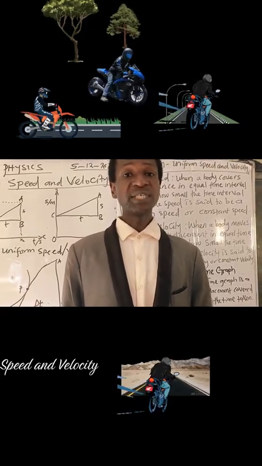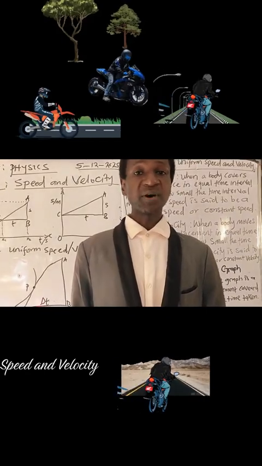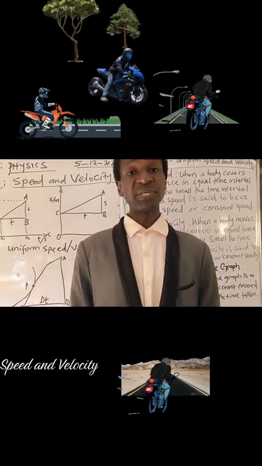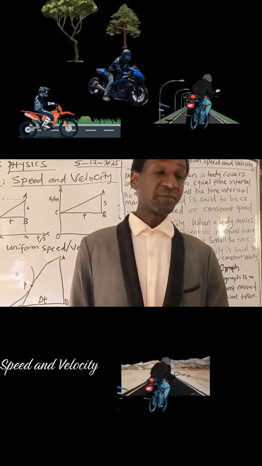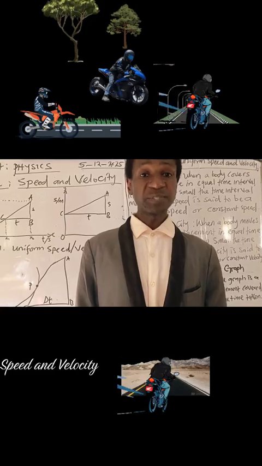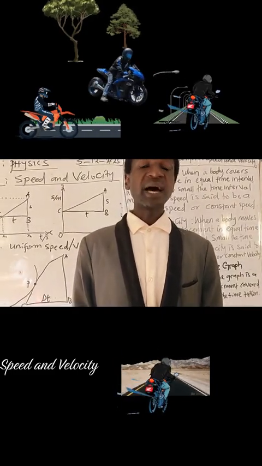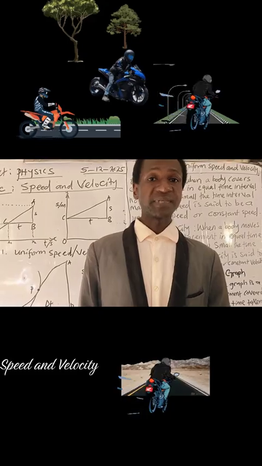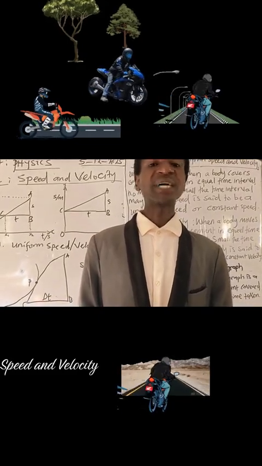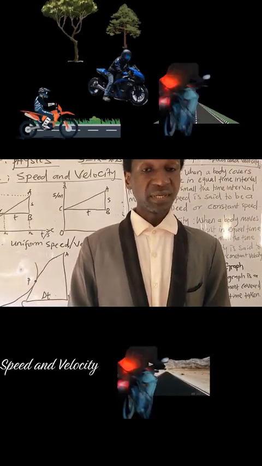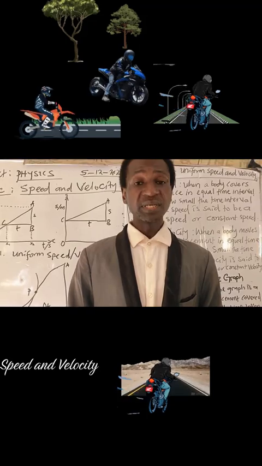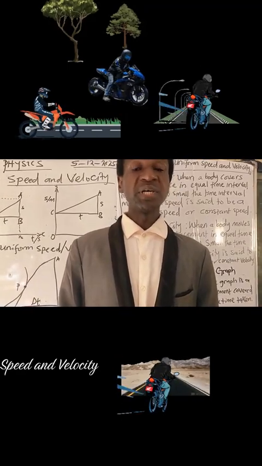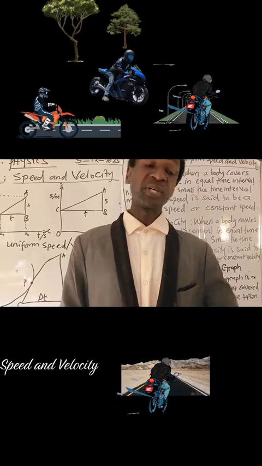Uniform speed: a body is said to be in uniform speed when it covers a distance in equal time interval, no matter how small the time interval may be. It's said to be uniform speed or constant speed. Likewise, when a body covers equal distance in equal time, no matter how small the time interval may be, that body is said to be in uniform velocity or constant velocity, but in a specified direction.